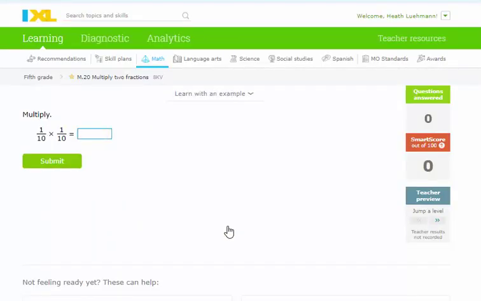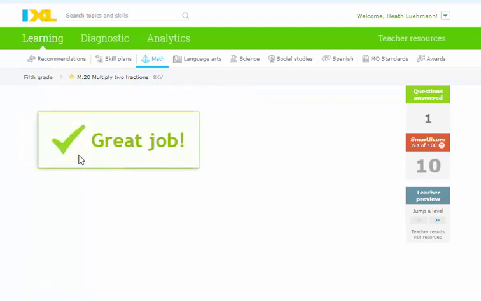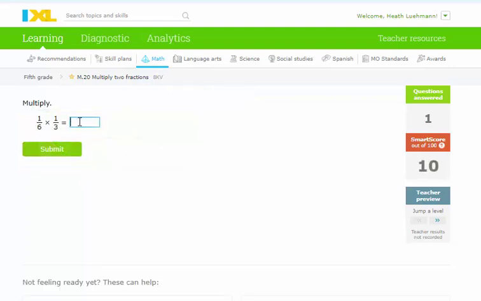What's happening now? You don't have the little pictures, but it's going to work the same. So 1 times 1 across the top is going to be 1. 10 times 10 across the bottom is going to be 100. 1 over 100. Here you got 1 times 1 is 1. 6 times 3 is 18. 1/6 of a third is 1/18.